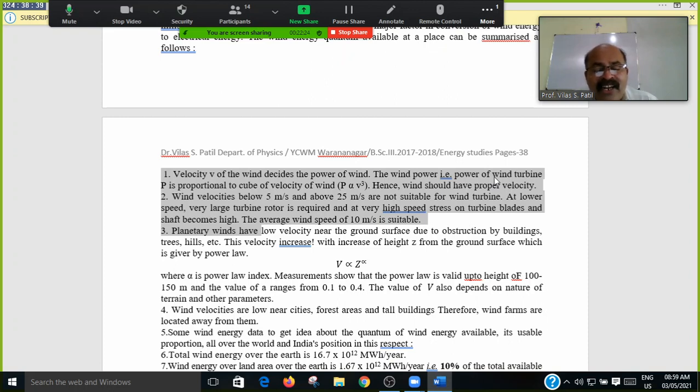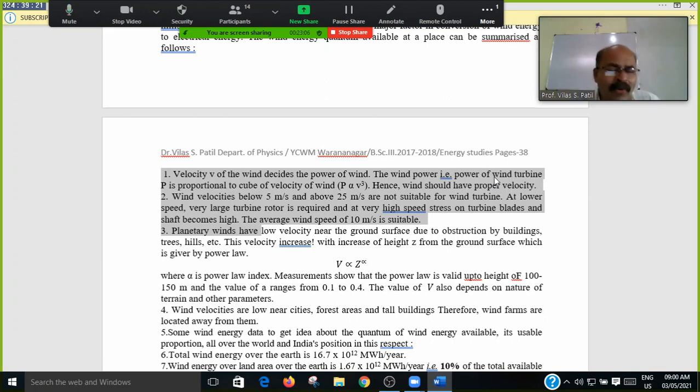The average wind speed of 10 meters per second is suitable. Suitable is greater than 5 and less than 25, that is 10. 10 is the generalized proper speed to convert the high wind velocity or the high wind power to electrical energy. And if such a wind speed is available, then in that situation one can design the wind farm or the windmill to generate electrical power.